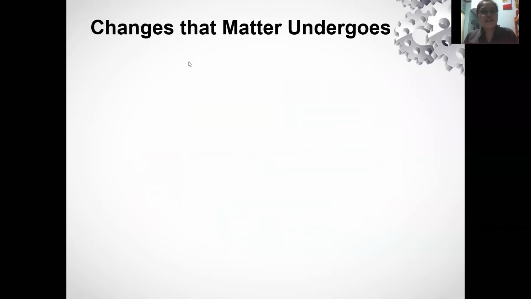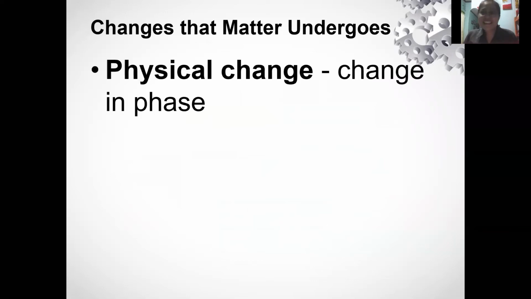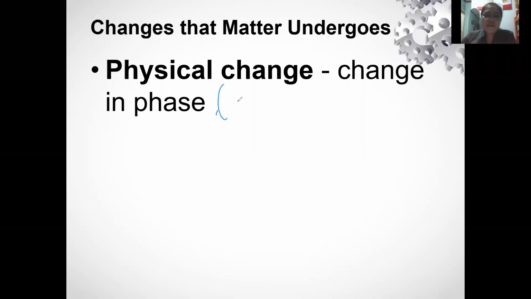Now, let's move on to the changes that matter undergoes. I hope hindi kayo ma-confuse kasi marami akong student na until now nako-confuse sa physical change and chemical change. So, let's start with the physical change. When you say physical change, class, there is a change in phase. Ano yung mga phases ng matter natin? We have solid, liquid, and gas. Kapag ito lang yung nag-change, class, it's under physical change.